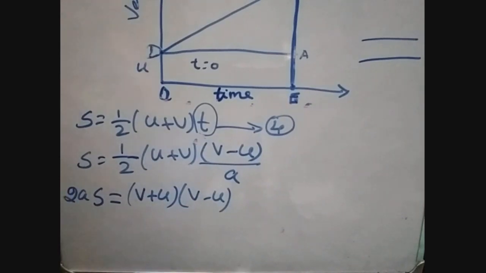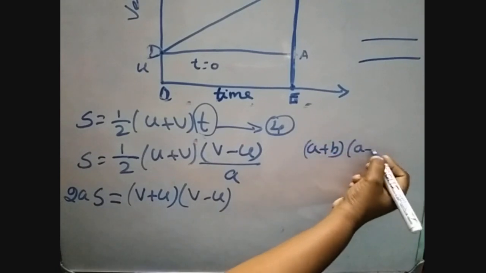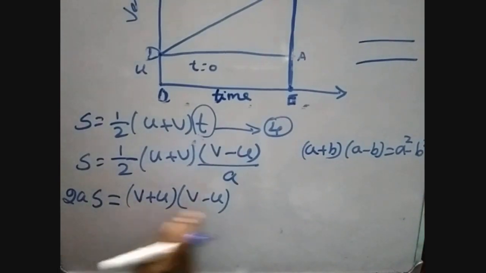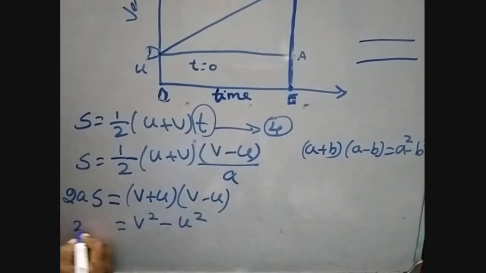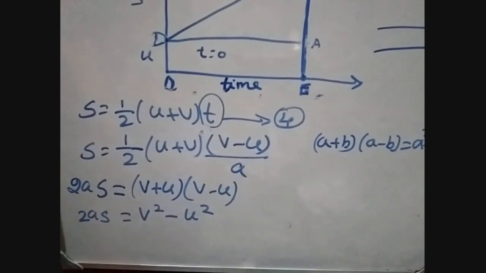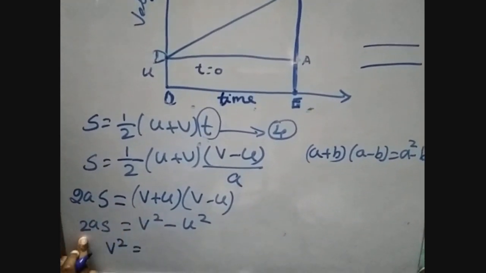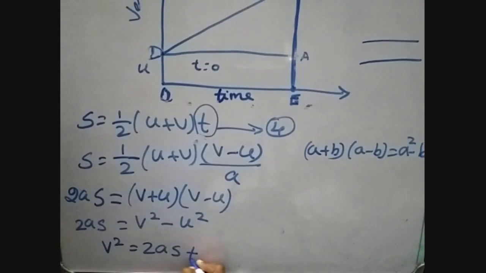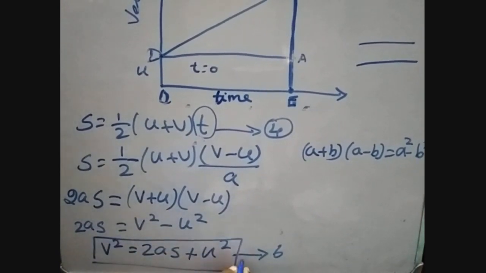What's the formula for V plus U into V minus U? The formula for A plus B into A minus B is equal to A squared minus B squared. So instead of V plus U into V minus U, we can put V squared minus U squared. 2AS equals V squared minus U squared. From this we can take V squared. V squared equal to 2AS plus U squared, as the minus U squared goes to the other side as plus U squared. This one is the third equation of motion. That's all.